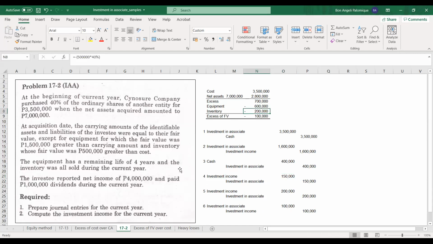Okay, so next is inventory. What we said about inventory is that we expense it once sold. The problem says it was all sold during the year. So the whole 200,000 excess is recorded in investment income and credited to our investment in associate account. So, last is to record the excess of fair value. So, our recording is debit investment in associate and credit investment income.